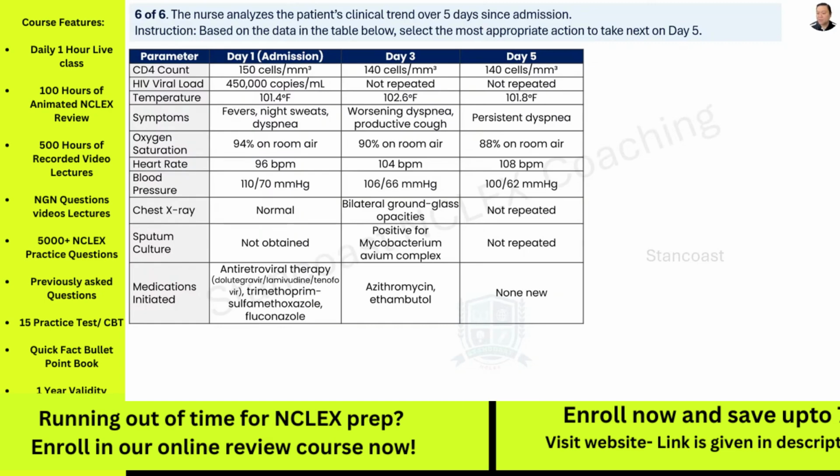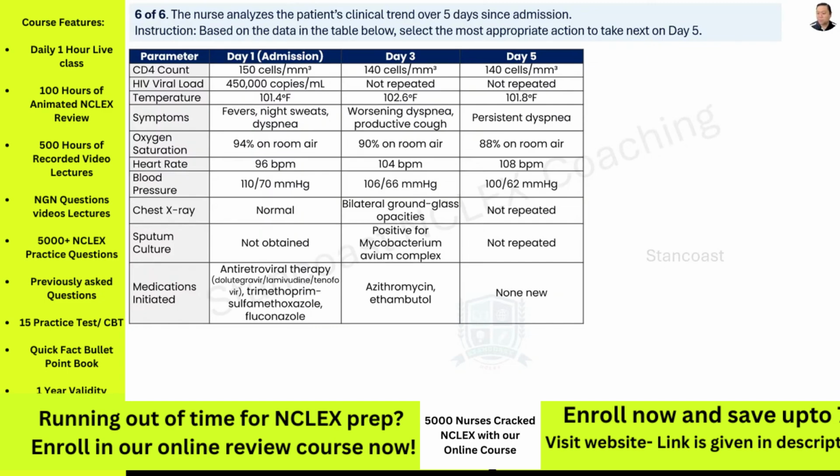For the oxygen saturation on day 1, it was 94% on room air, 90% on room air for day 3, and 88% on room air for day 5. And for the heart rate, 96 for day 1, 104 for day 3, 108 for day 5. Blood pressure on day 1 was 110/70, 106/66 on day 3, and 100/62 on day 5. Chest X-ray was normal on day 1. However, on day 3, it showed bilateral ground glass opacities. It was not repeated on day 5.